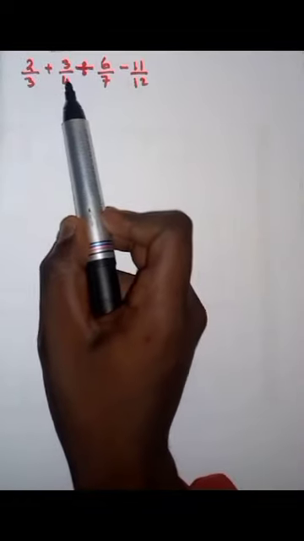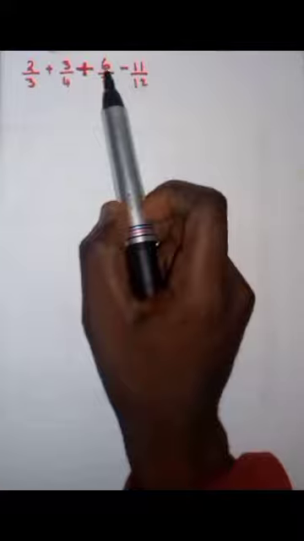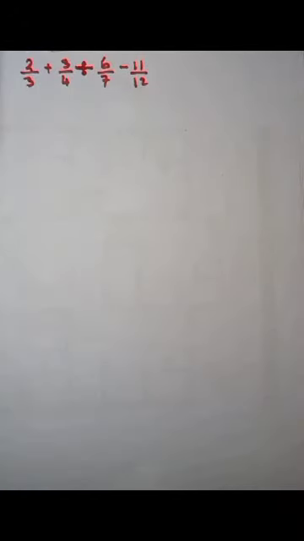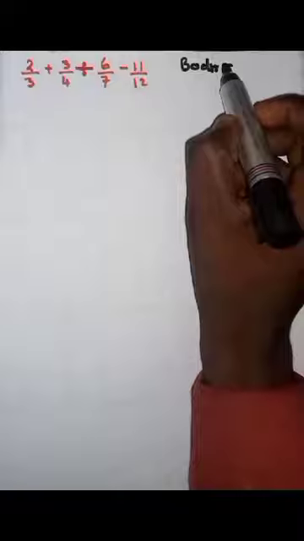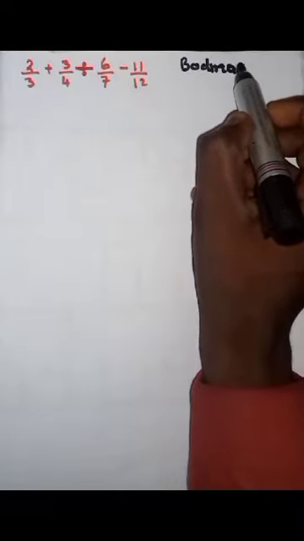Let's get started. The first question is simply saying that we should evaluate 2 over 3 plus 3 over 4 divided by 6 over 7 minus 11 over 12. So in this case we are simply going to use BODMAS. We are going to evaluate each of the letters we see in this word BODMAS. We start with B. B stands for bracket.